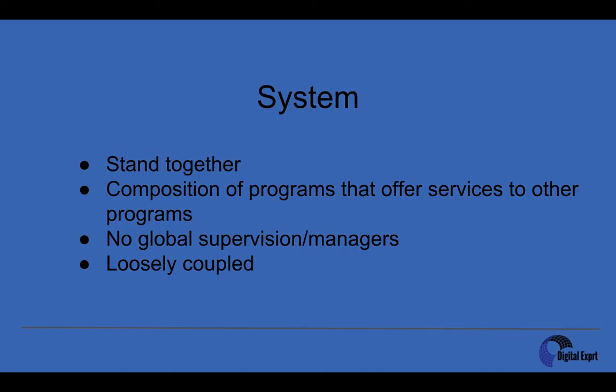The system is something that stands together and is composed of programs that offer services to other programs. So it's a constellation of software programs without any global supervision or managers to overlook those services and how they interact. Therefore, the programs and services are loosely coupled. If they're tightly coupled, then it's not really a system, it's more like a monolith. We'll talk about that a bit later.